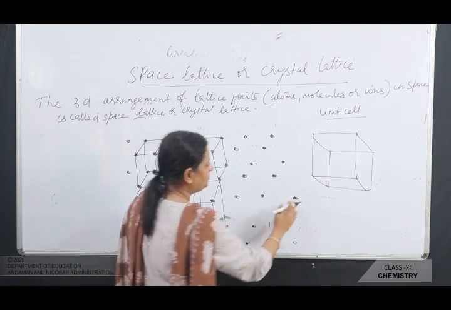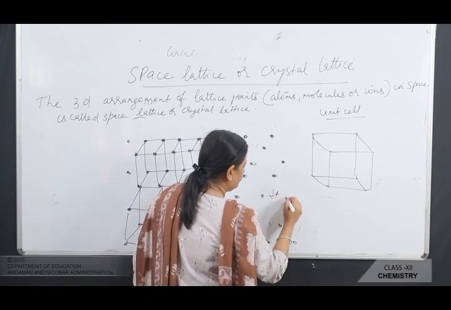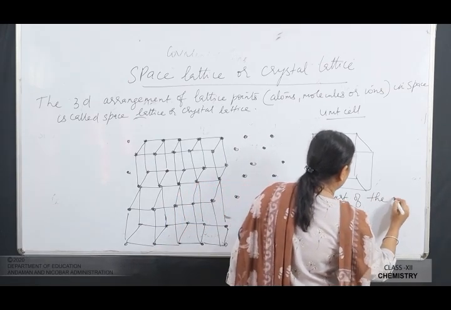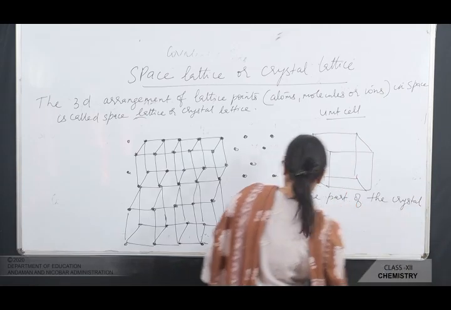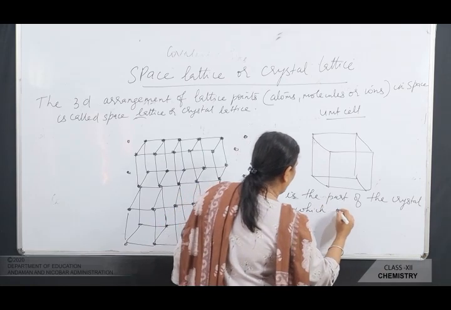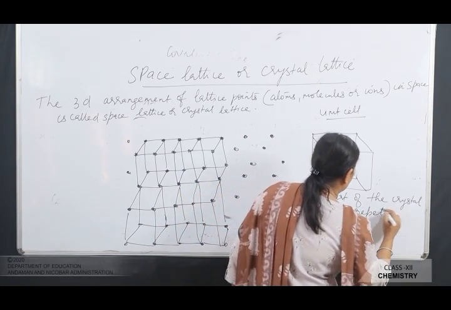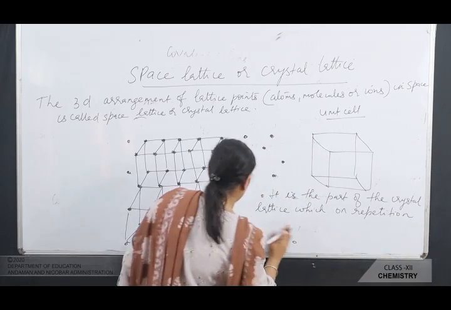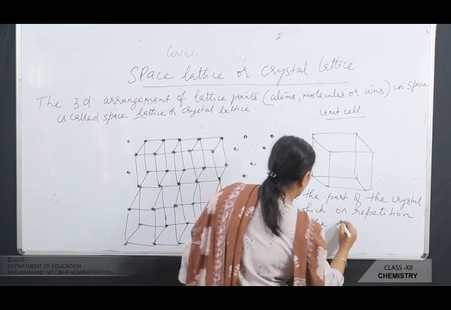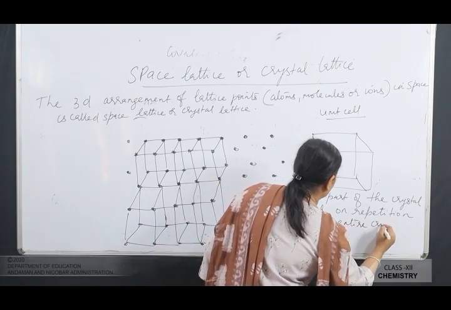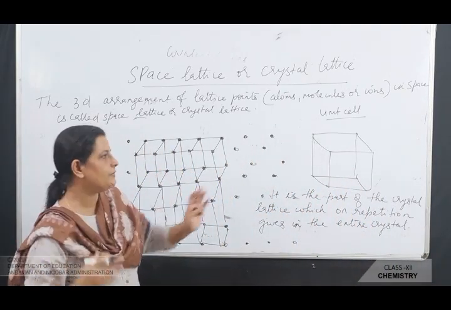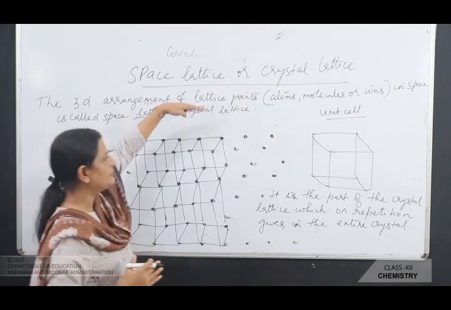A unit cell is the part of the crystal lattice which on repetition gives the entire crystal. So that is known as what? Unit cell. So in the total chapter, we'll be dealing with what? Only the unit cell. We won't be taking the crystal lattice.